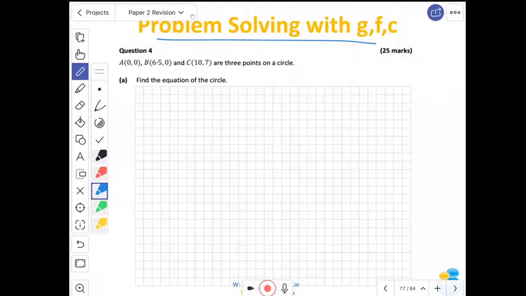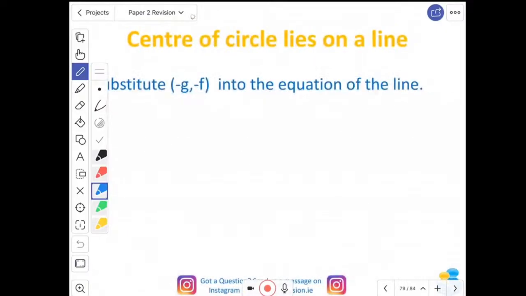You've got your 3 points on the circle. All you need to do is exactly what we did in the last question, except you just have 3 of them to sub in. So you'll have 3 equations, 3 unknowns, and you can solve them. And again, the solution is there for you.